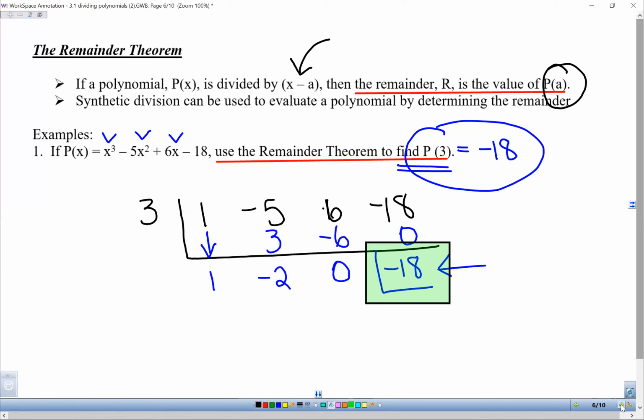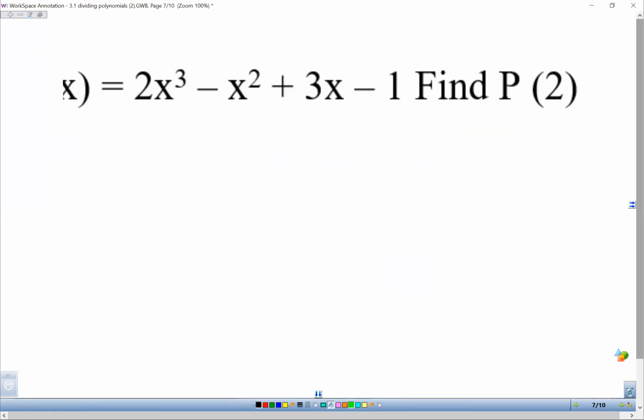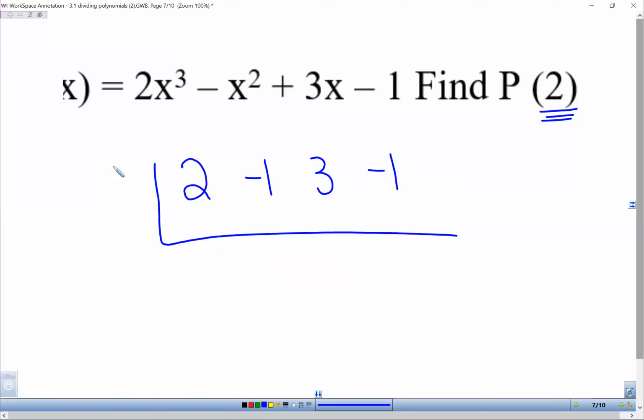Okay, let's take a look at another one. So here's our polynomial. They want us to find p of 2. So 2 is the value we're going to use in synthetic division. So we have 2, negative 1, 3, negative 1. And we're going to do synthetic division with 2. So always remember, bring down your first number. There's nothing to add to it, so it always comes down to the bottom.